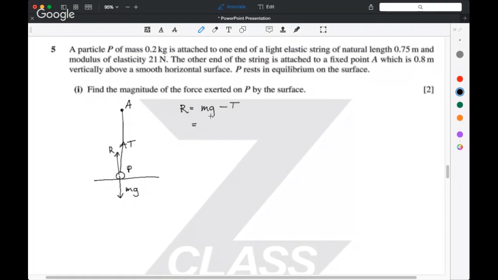So we have the mass and we have g. But what is the tension in the string? Well, that's our old friend, lambda over L times x. Lambda we're given, L we're given, and x we're kind of given because we're told that A is 0.8 meters above and that the natural length is 0.75, therefore x must be 0.05, the difference. So it's been stretched just a little bit in order to do this. So that will give you the correct answer for the reaction force.